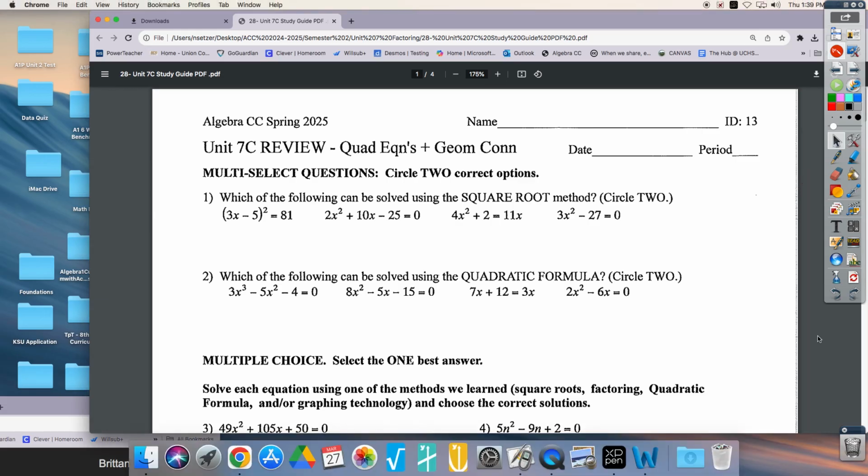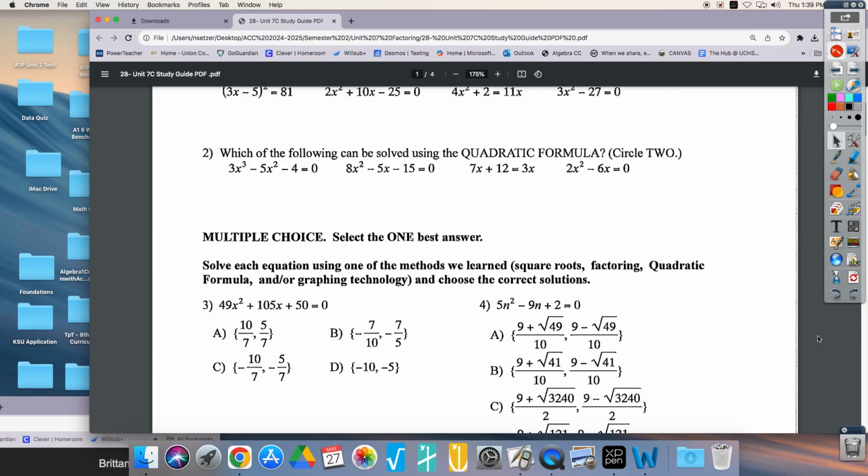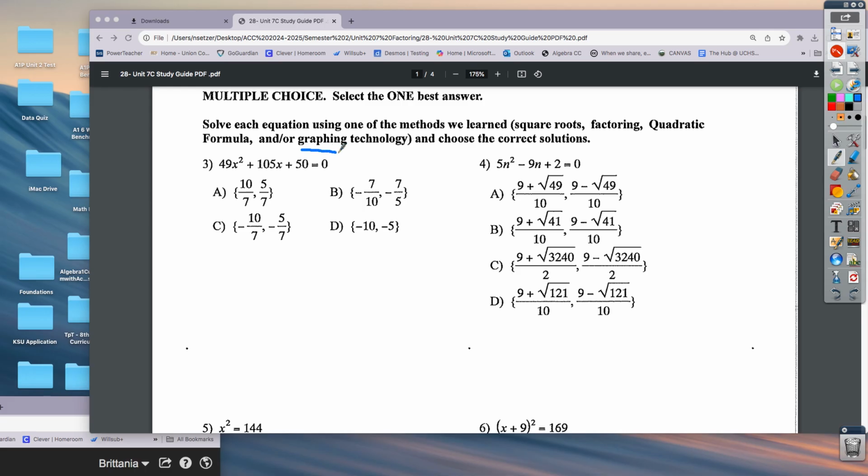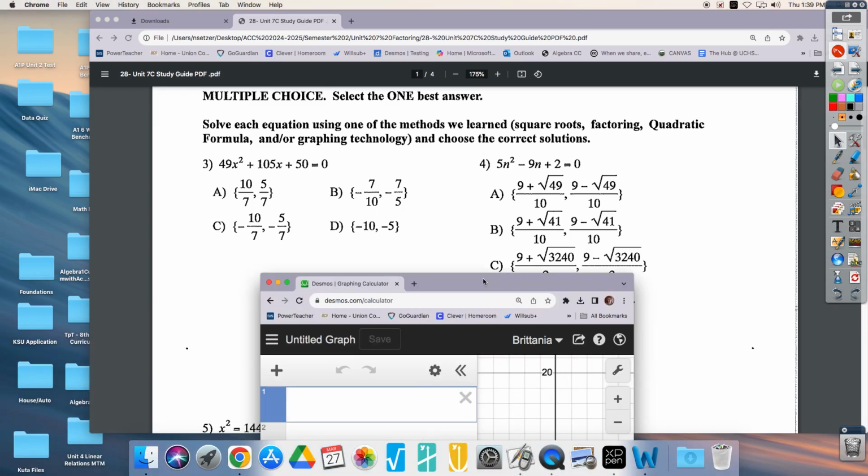All right, here, multiple choice. You have to figure out what's your best method. I'm going to say go with, it literally tells you to use graphing technology. So we're going to pop up some Desmos over here, get going.